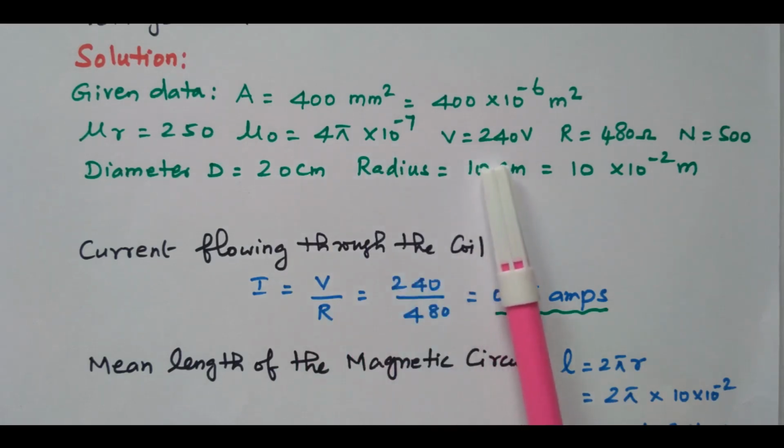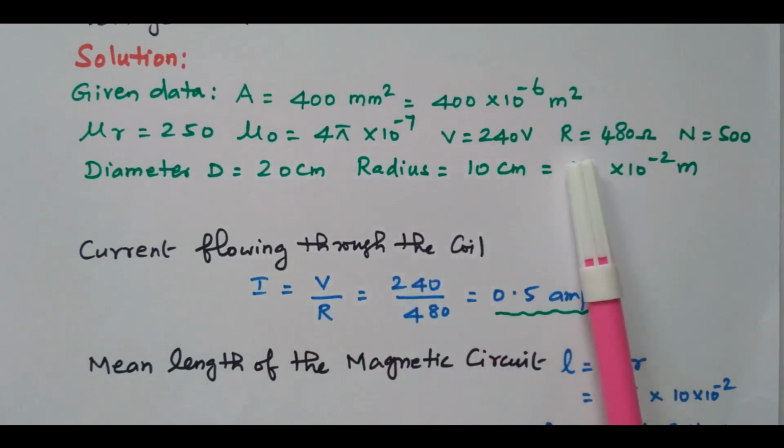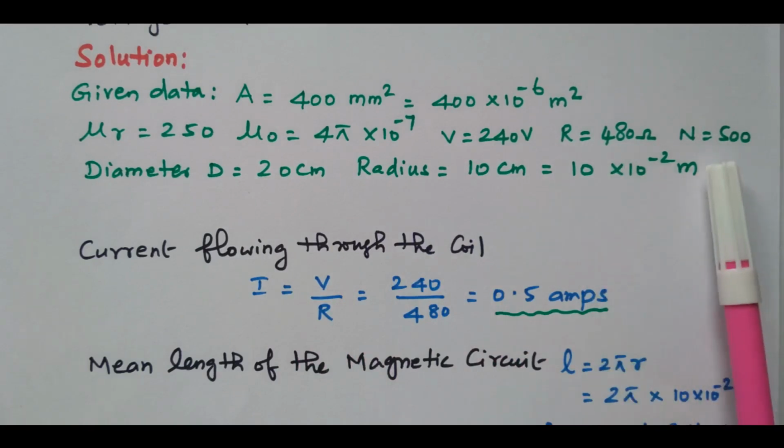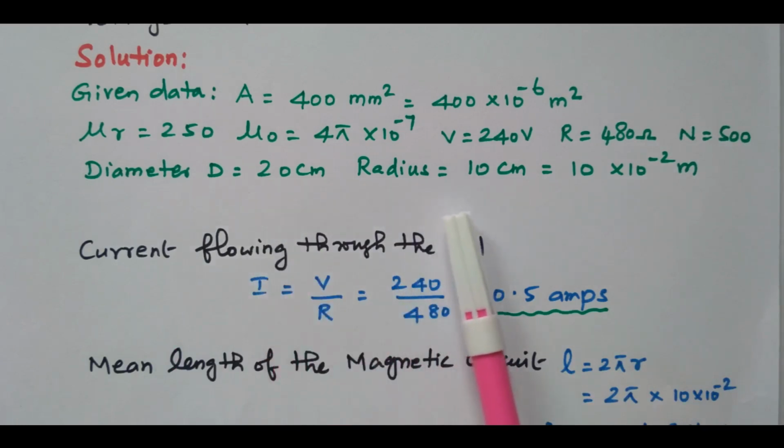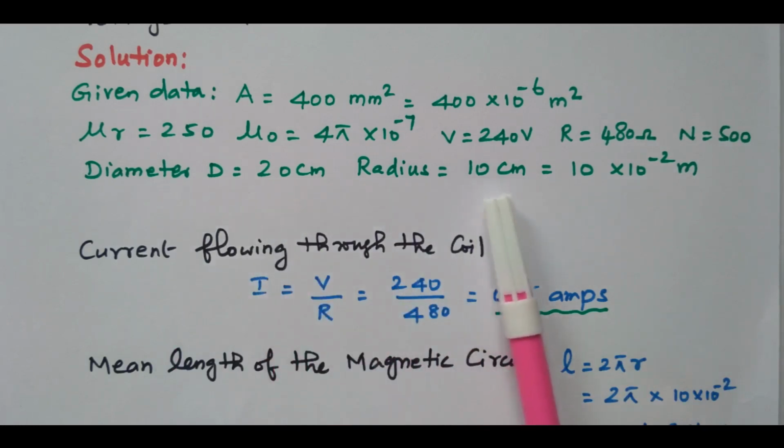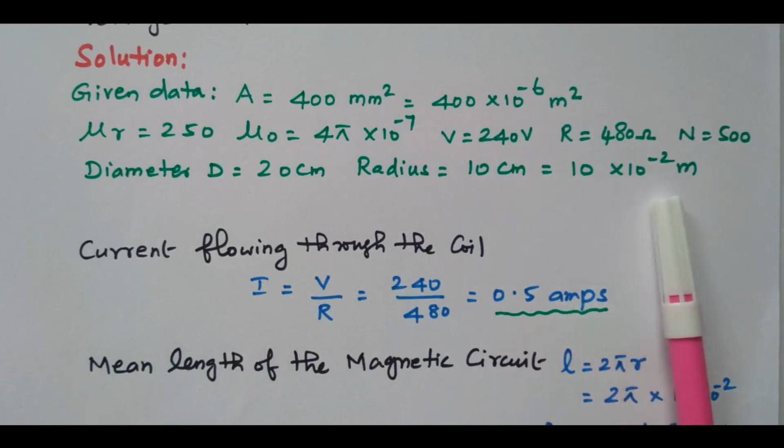The voltage is 240 volts. The resistance of the coil is 480 ohm and the number of turns is 500. The diameter is given as 20 centimeter, so the radius will be diameter divided by 2, 10 centimeter. That is equal to 10 into 10 to the power minus 2 meter.